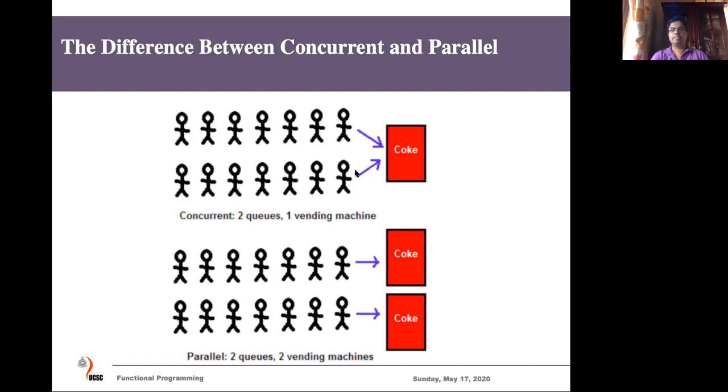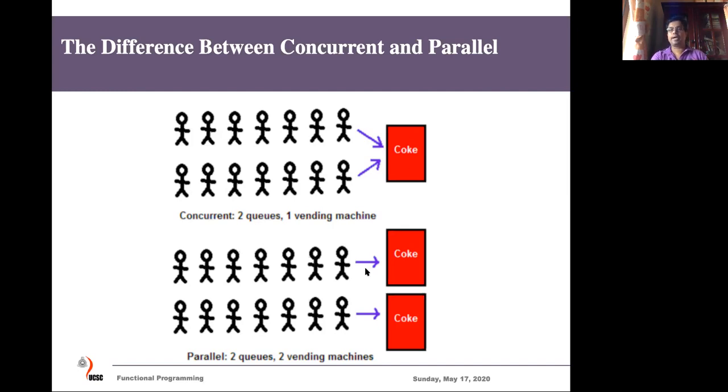In concurrent programming, it is about sharing a common resource. There are several parallel entities which want to access some shared resource. For example, there are two queues of humans who want to get coke from a single coke machine. Then there should be a fair way of accessing the single coke machine for both queues. Those things we consider under concurrent programming: how to access a shared resource. That is what we usually call concurrent.